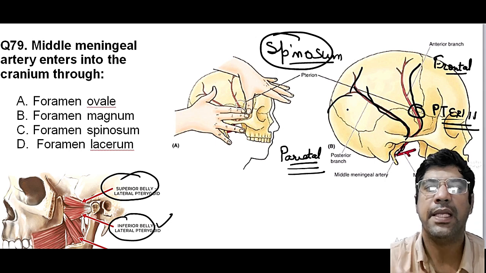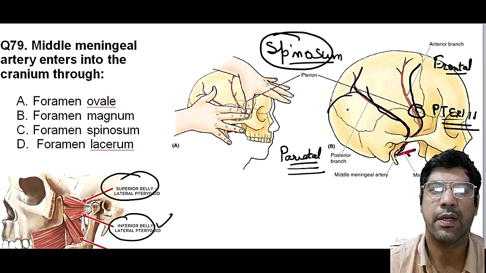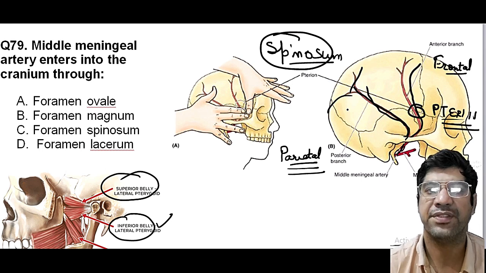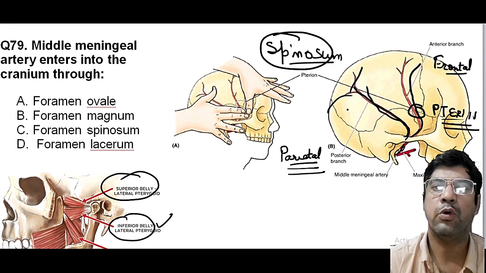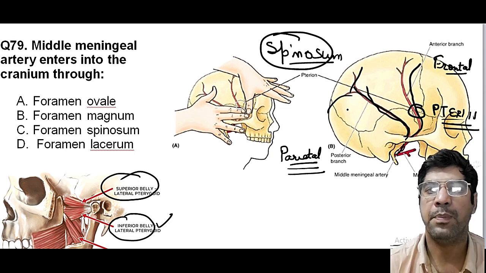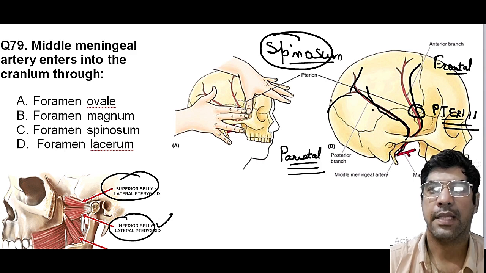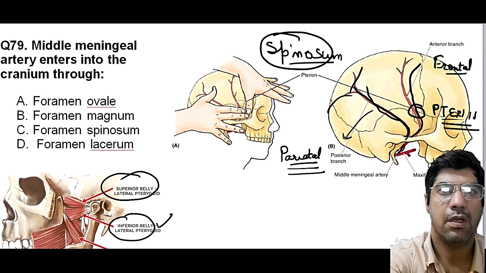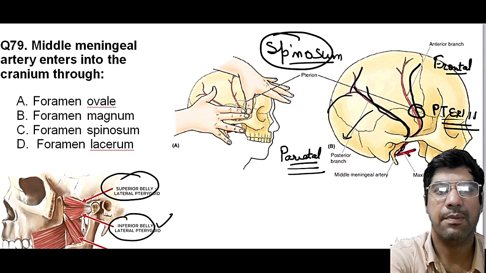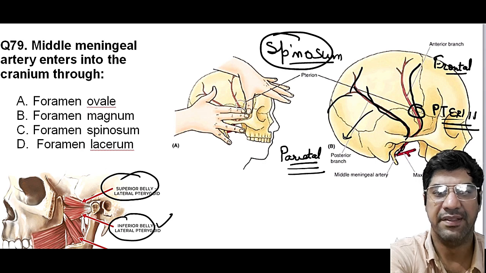So understanding the middle meningeal artery path and its relation with important structures of the brain is crucial for surgeons. In case of emergency, they need to know where this artery is and how to handle it carefully in order to prevent bleeding around the brain that can even be life-threatening. So your answer for the middle meningeal artery is C. It enters into the cranium through the foramen spinosum, as we have discussed.